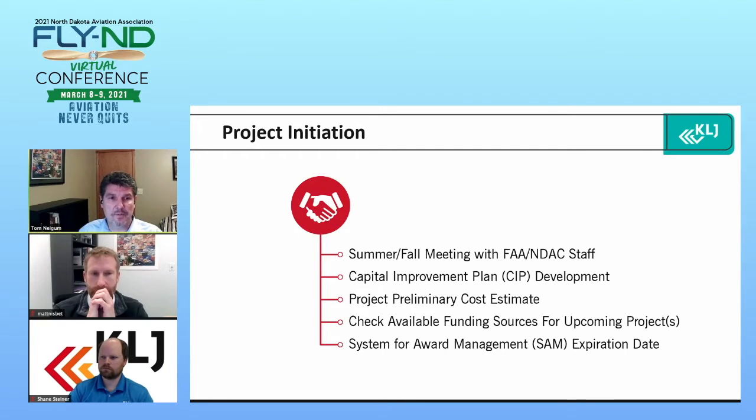And then as an airport sponsor, one thing you'll always want to check, it's got to be done annually, is check your System for Award Management expiration date, your SAM number, and make sure that's still applicable, because you don't want that to expire, and that's got to be part of the paperwork when you're moving forward with your project.